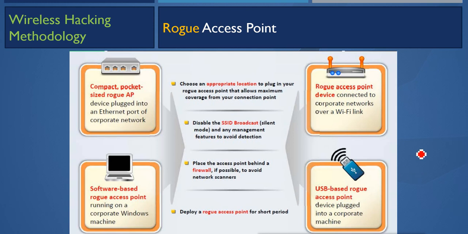And so we have these methods of the wireless hacking methodology. First discover, then do these kinds of attacks, create a rogue access point and do other attacks.